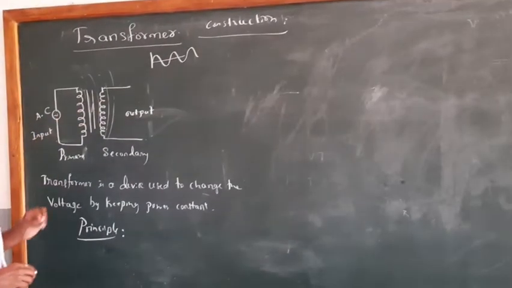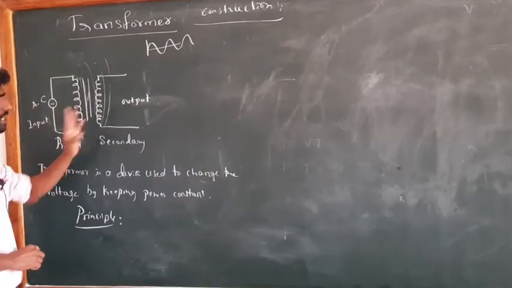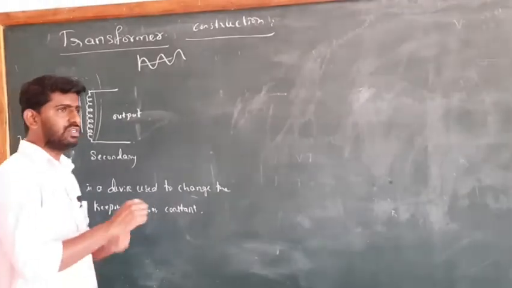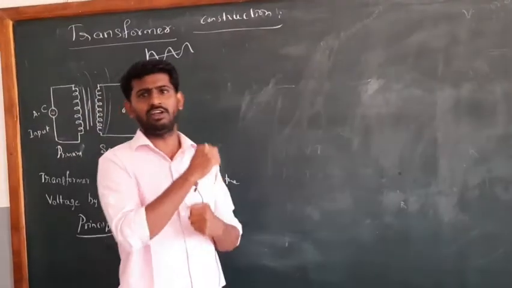Next, the construction of the transformer. It consists of two sets of coils, which are wound on ferromagnetic material to form a coil.